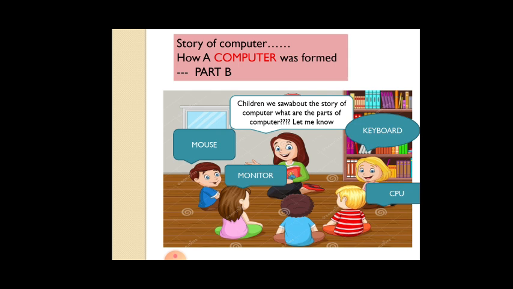So the teacher is asking here, children, we saw about the story of computer. What are the parts of computer? Let me know, she is asking. So one is telling mouse, the other is telling monitor, then CPU and keyboard. Children, learn the spellings of all these: mouse, monitor, CPU and keyboard.